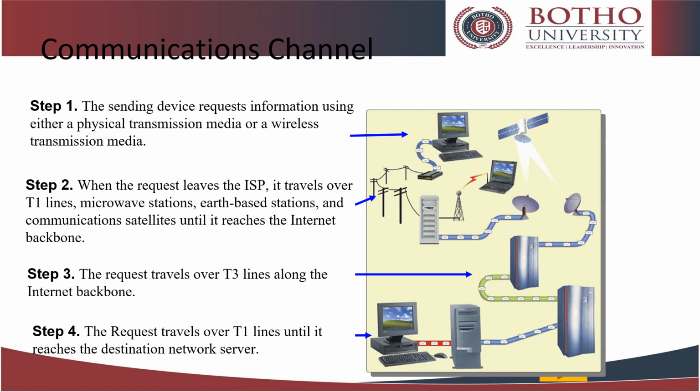Now let us see how a request is sent over the internet using a communications channel. If you see step 1, the sending device requests information using either a physical transmission media or a wireless media. In step 2, when the request leaves the internet service provider, it travels over the T1 lines, microwave stations, earth-based stations, and communication satellites until it reaches the internet backbone.